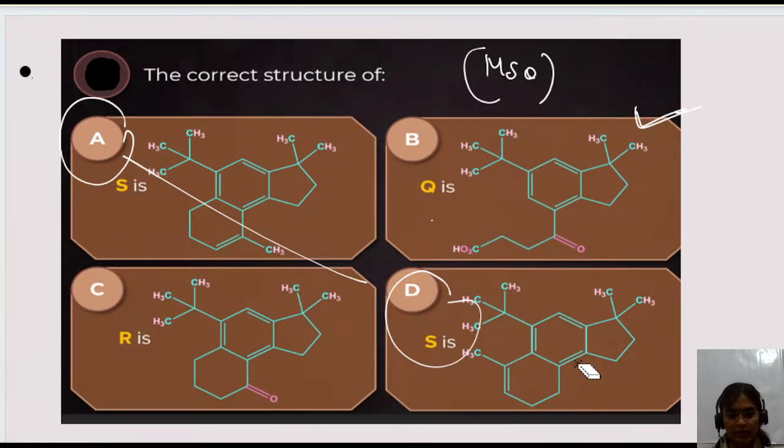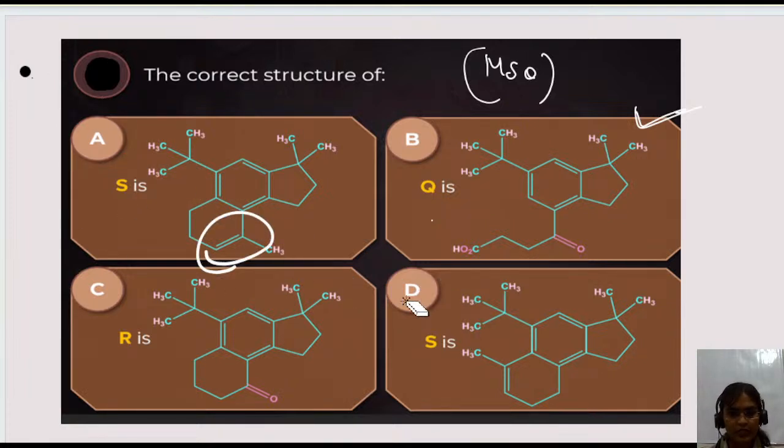Let me just go back again. What is S? So you are given the S, be like, no, it's not possible. So D is the correct answer here, okay? D is the correct one. This is wrong and this is wrong.